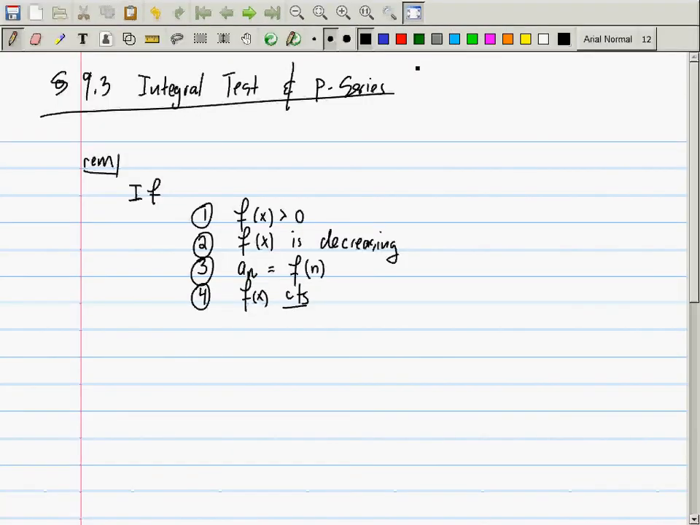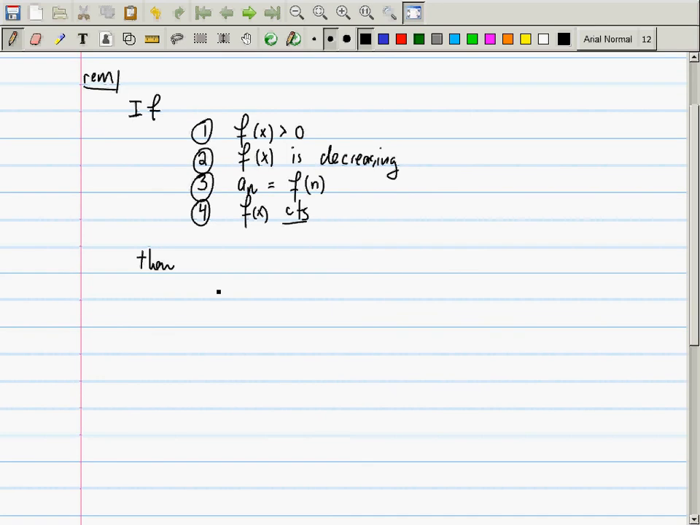Okay, so if we have a function which is positive, decreasing, and continuous, and we have a sequence that agrees with that function at all integer values, then we can consider two different summations. The sum from n is 1 to infinity of a n, right? And the integral from 1 to infinity of f of x.